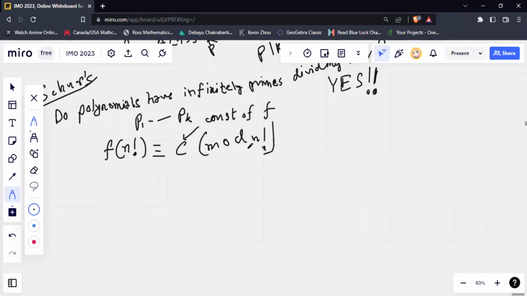Now, like if this constant term is divisible by these primes, then we are in a really painful condition. But if it isn't, then it is clear why f of n factorial would be relatively prime to p1 dot dot pk. We are in the painful conditions, sadly. Yeah. Okay. Yeah, and this is f of 1, f of 0.